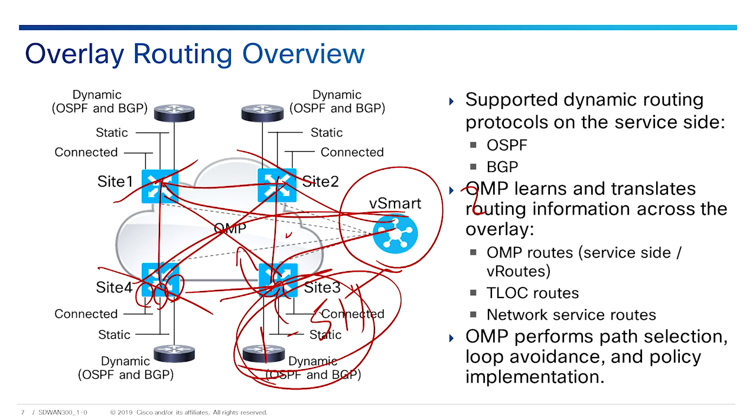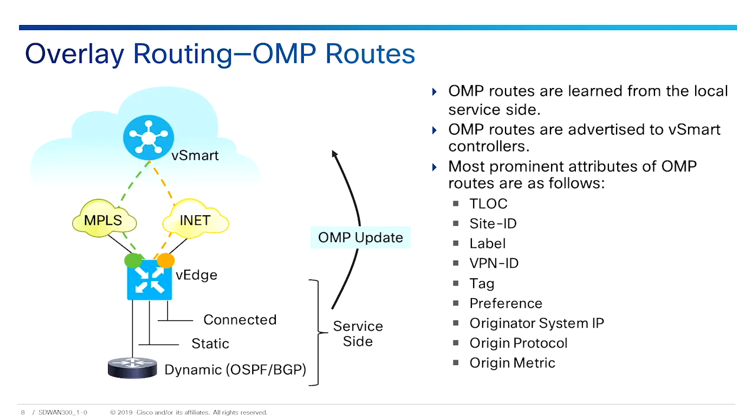So we have three types of routes we're going to talk about. We have OMP routes, TLOC routes, that's transport locator routes, and network service routes, which we're going to talk about in the next couple of slides. All right? So if that looks confusing, we're going to explain it in detail, so don't freak out yet. Okay? So the very first one I want to talk about is OMP routes. These are the routes that are learned from the service side. Okay? So remember, on the service side, we have OSPF, BGP, and static and connected routes. What we're going to do is redistribute those into OMP. Okay?